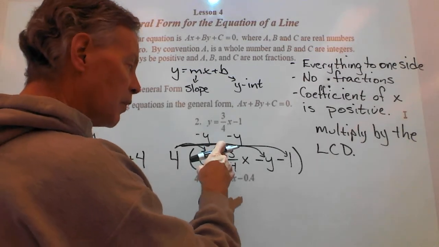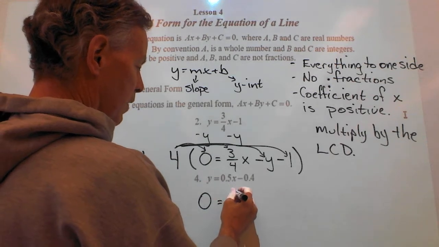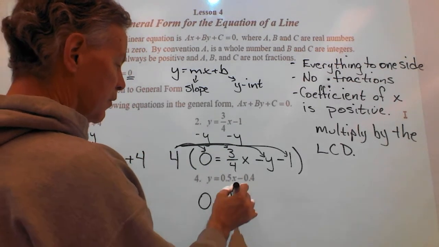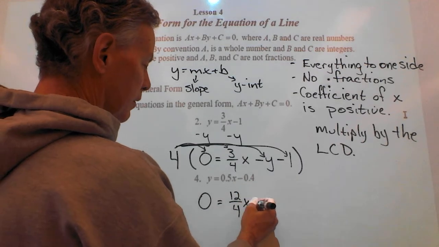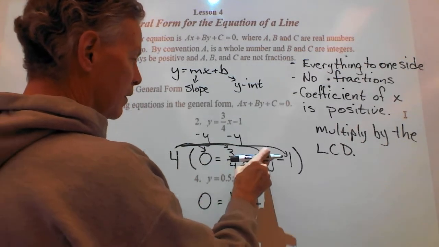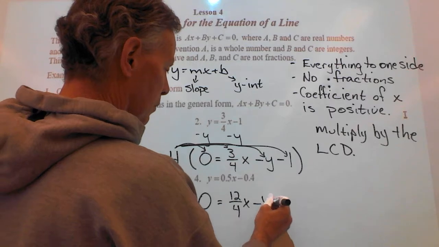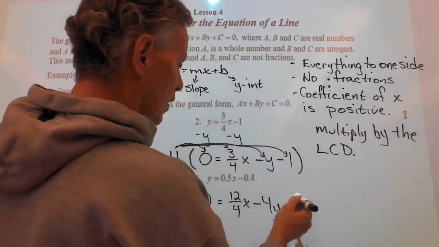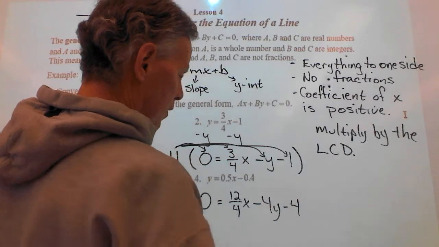4 times 3 over 4 will give us 12 over 4, right? 4 times 3 is 12x. 4 times 1 will give us minus 4y. And again, 4 times 1 gives us minus 4.